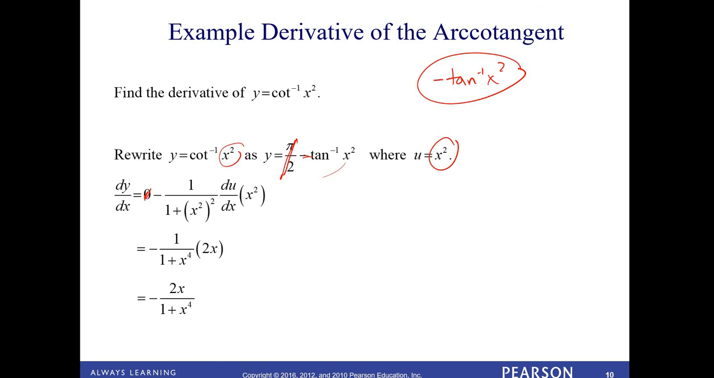Okay? So quite a few to memorize here. You need to get at least the basic 3 down: sine, tangent, and secant, and then knowing how to get the others by putting a minus sign in front.